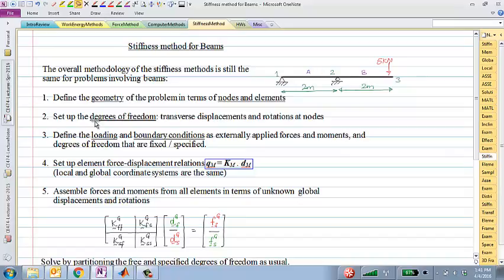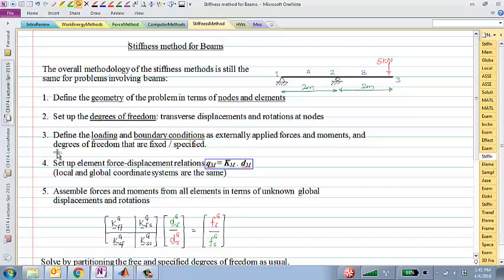So we'll talk about how we describe those degrees of freedom, and loading and boundary conditions, which are generally specified. This is all information that would go into an input file for such a beam structure, and I will show you an example of that too.